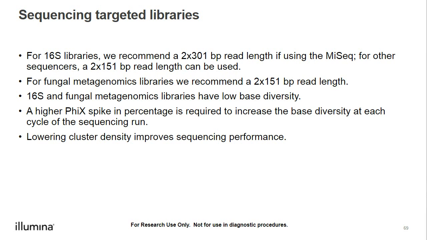In the following slides, we will review a 16S run on the MiSeq instrument, run with version 3 sequencing reagents in a 2 by 301 base pair run. Fungal metagenomics libraries will perform similarly to 16S libraries, though as mentioned, we are always using that shorter read length for the fungal libraries.